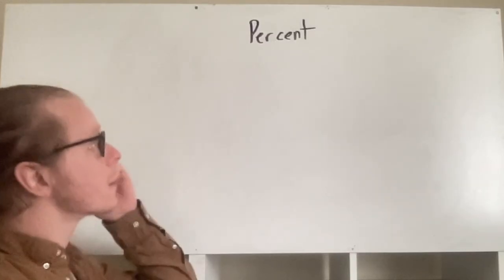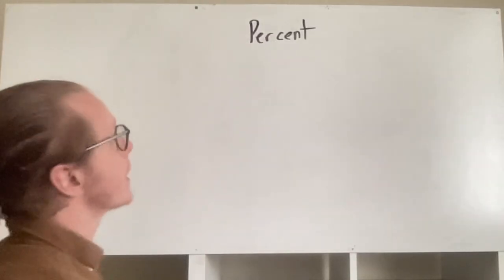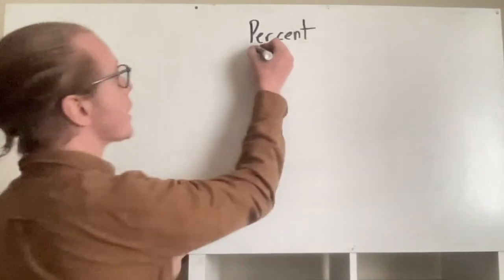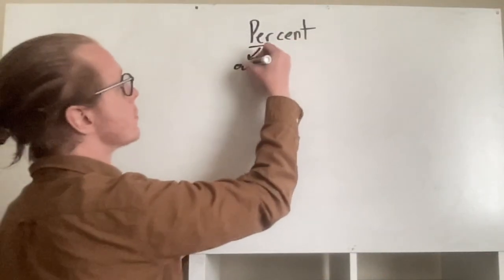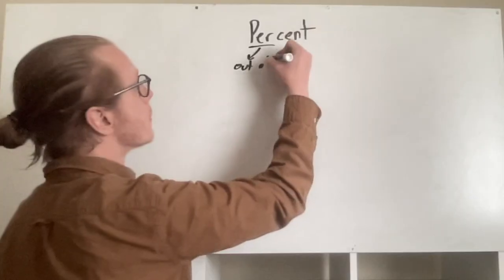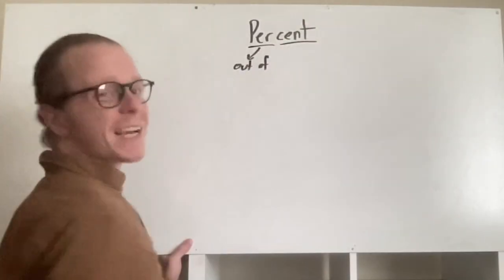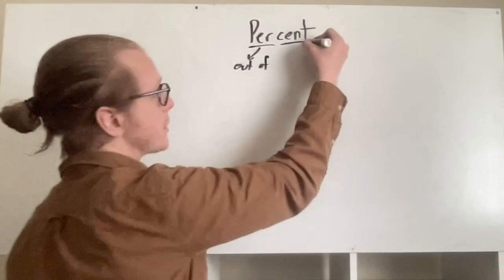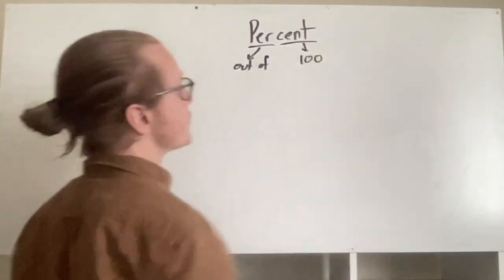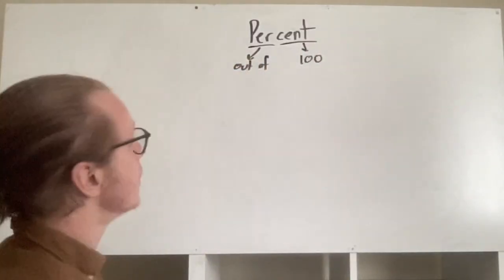Okay, in this video, we're going to focus on understanding percentages. Let's start by just breaking down the word really quick. Per means out of, and cent, if you think about a century or how many cents are in a dollar, 100. So percents just mean out of 100.